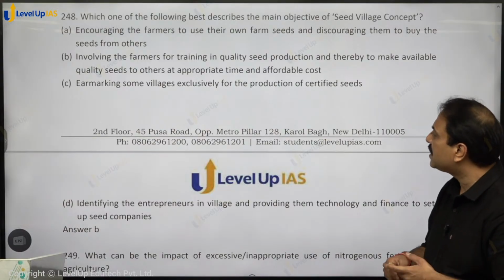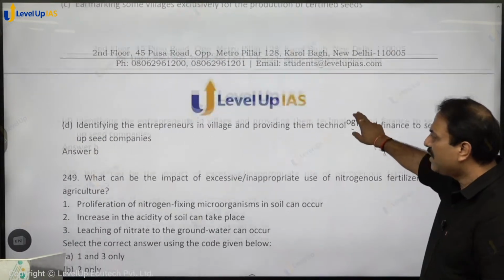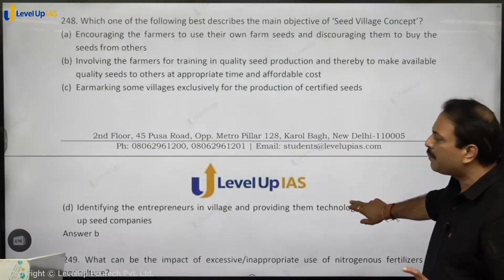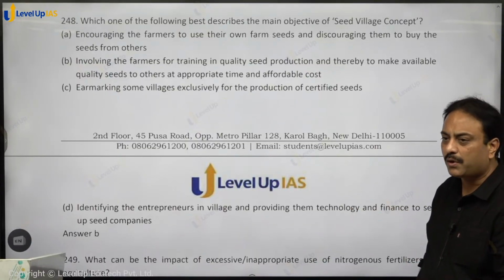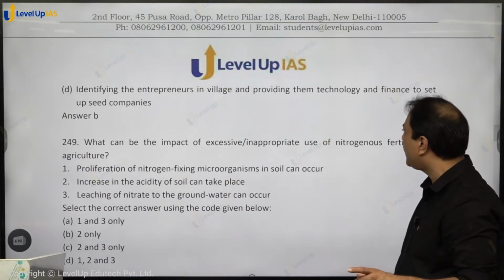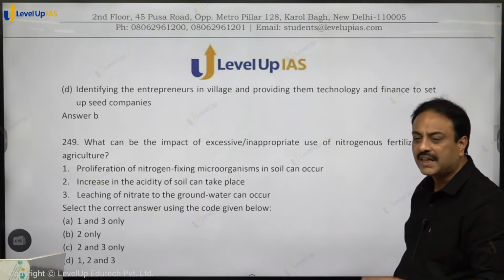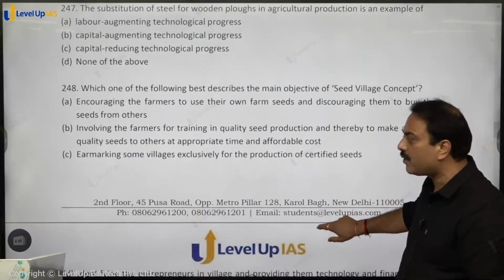Option B. Marking some villages exclusively for the production? It was not like that. The program is not saying to demarcate a village as known for seed production. It was not like that. Identifying the entrepreneurs in the village and providing them technology and finance to set up a seed company? That was not the main objective. The main objective is given by option B for boy.